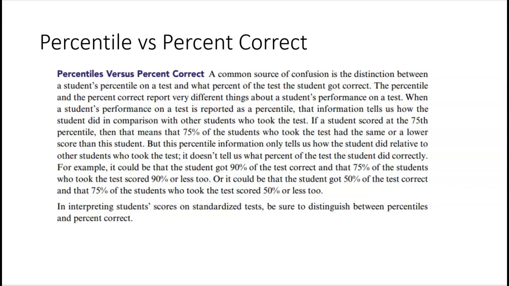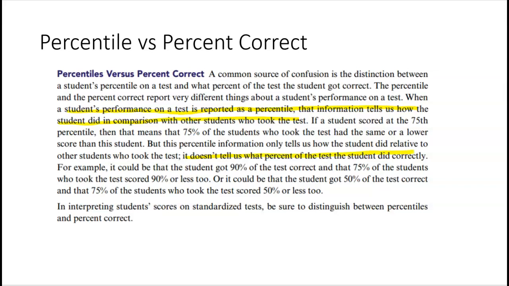When we talk about percentiles, sometimes we make the error of thinking that means percent correct. This is a common source of confusion, but they are very different things. A performance as a percentile tells us how they did in comparison with other students. If they scored in the 75th percentile, that means that 75% of students who took the test had the same or lower score. The percentile is relative to other students. It does not tell us what percent they did correctly.